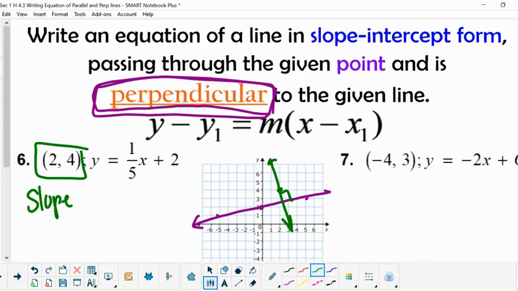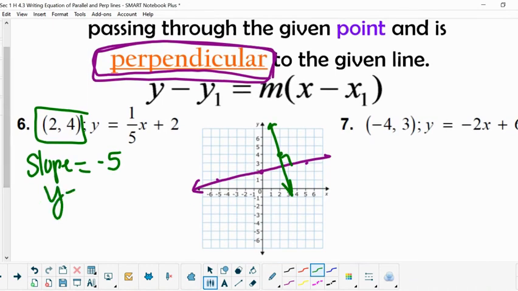So Avi, what is the slope of the line we know? 1/5. So what would be a perpendicular slope to that? Negative 5. Yeah, everybody feel good about that? Negative 5. Okay, then it's just a matter of plugging it in. Y minus 4 equals negative 5 times x minus 2. We need it in slope-intercept form.